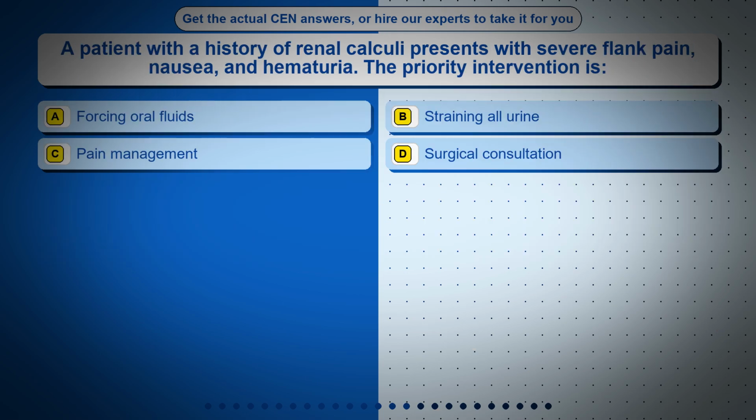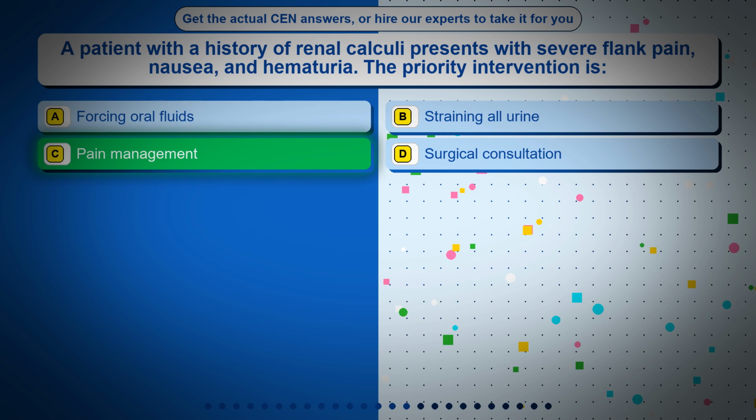Question 15. A patient with a history of renal calculi presents with severe flank pain, nausea, and hematuria. The priority intervention is: Option A, forcing oral fluids. Option B, straining all urine. Option C, pain management. Option D, surgical consultation. The correct answer is option C, pain management.